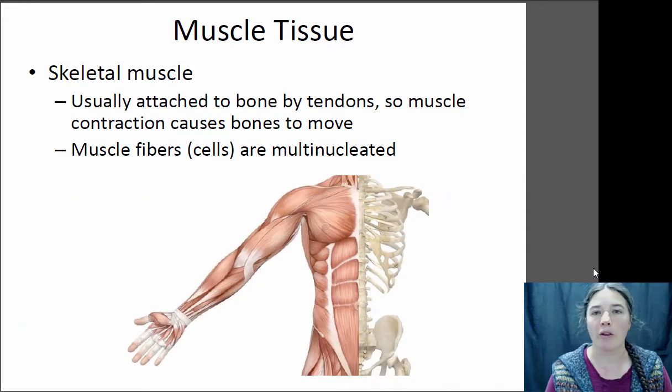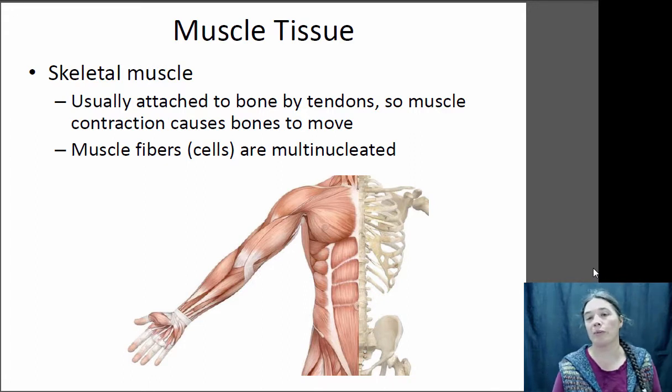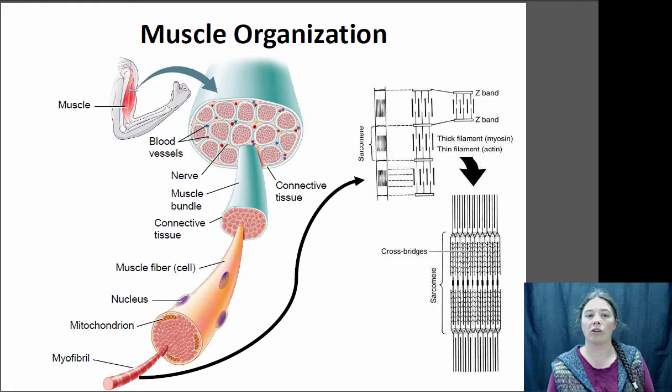Skeletal muscle is all of the other muscles that are attached to your skeleton that are under your conscious control. Okay, so they are different from the other two muscle types because they are under your conscious control. They also do have striations, which I'll show you in a second, and they are multinucleated. So here's what skeletal muscle tissue organization looks like.